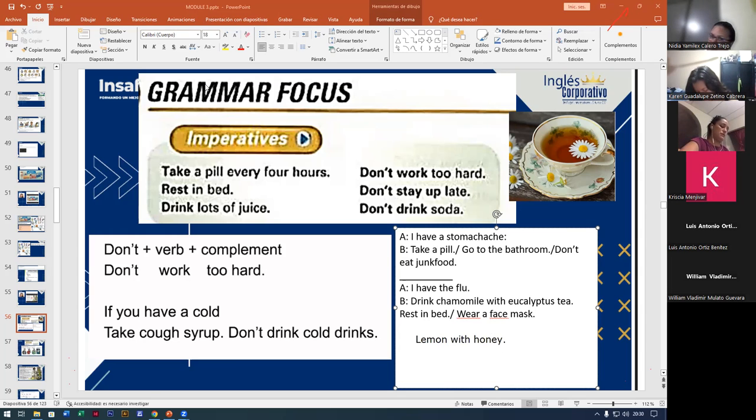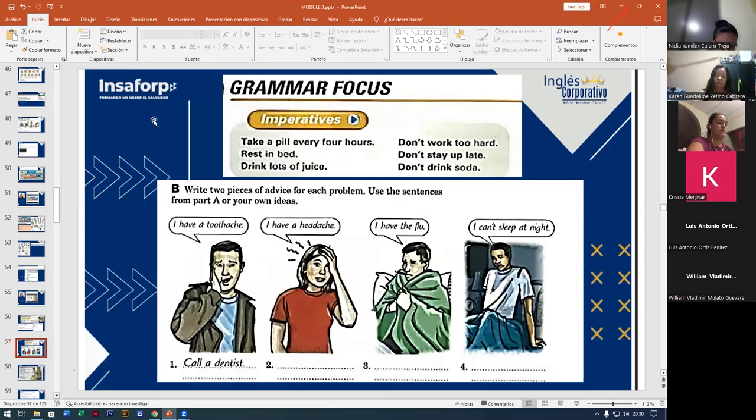We have others here. All right, so others to practice here. With the same recommendation, you're going to give more instructions. Others that you can give. It says write 2 pieces of advice for each problem. Remember that advice is recommendation. Use the sentences from part A or your own ideas. So you can use this part if you want or give other recommendations.